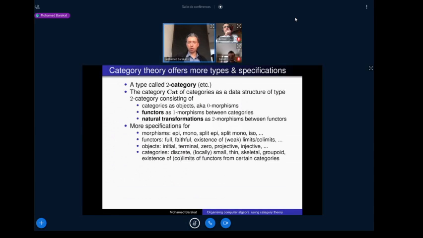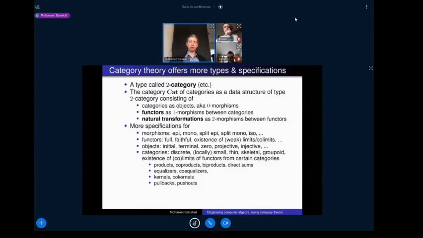Existence of certain types of colimits of functors from certain categories. These categories are usually called index categories. And depending on the index categories, you talk about products. We will come to this later. Coproducts, biproducts, direct sum.